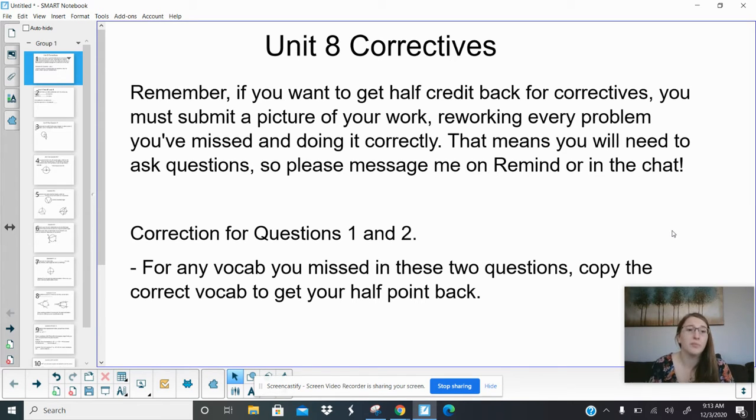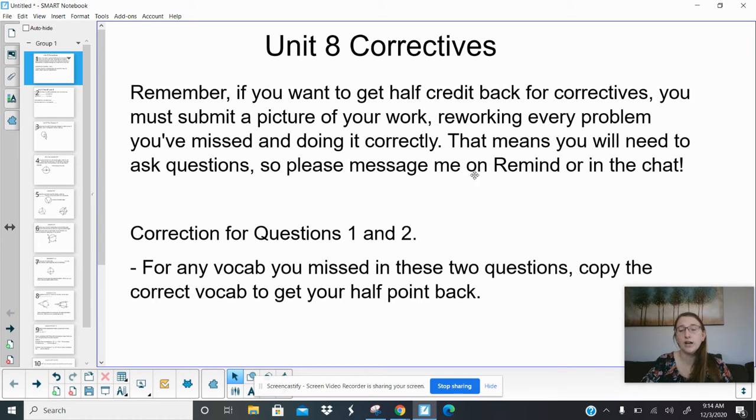You have to rework every problem you missed and do it correctly. That's the point, right? It's correction. That means I expect you to ask me questions. So you can take a picture of the question you're on, message me in Remind, and just say, hey, how do I work this out? And I can real quickly help you for these real easy points back. So you can skip through this video.